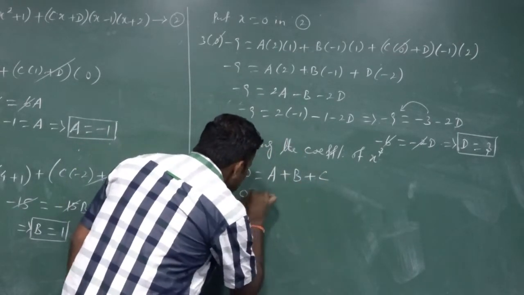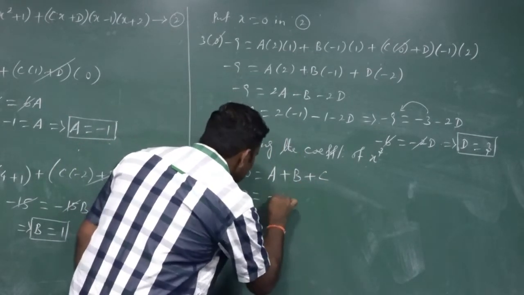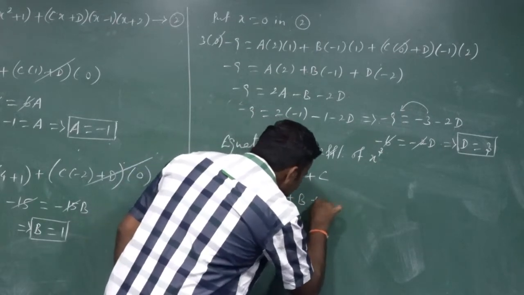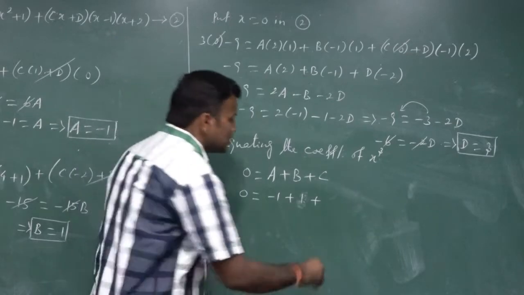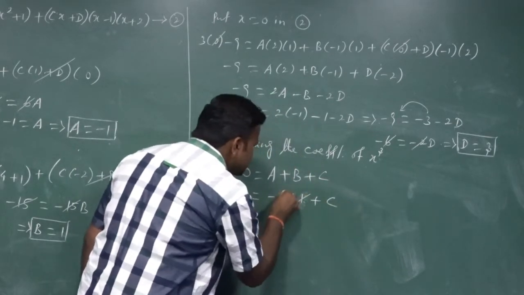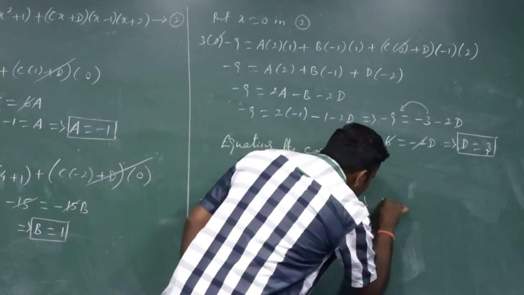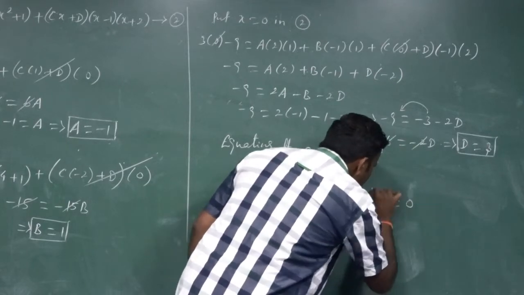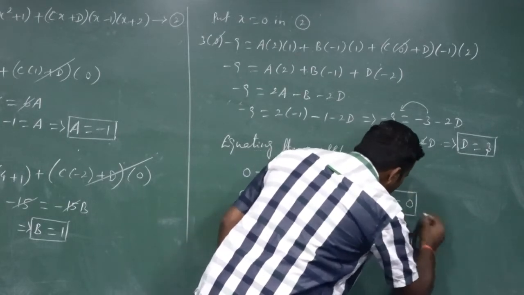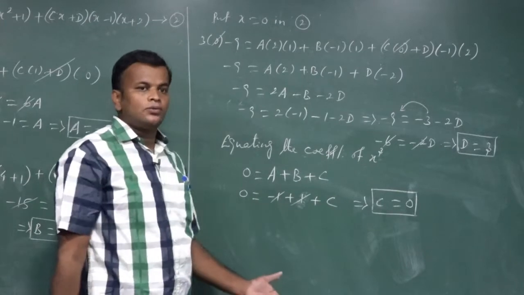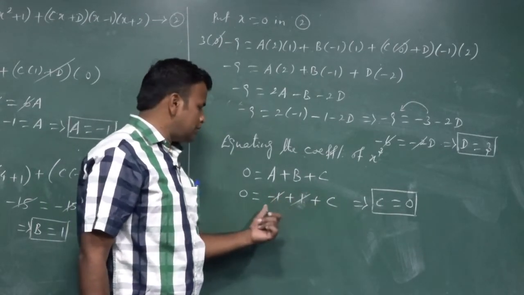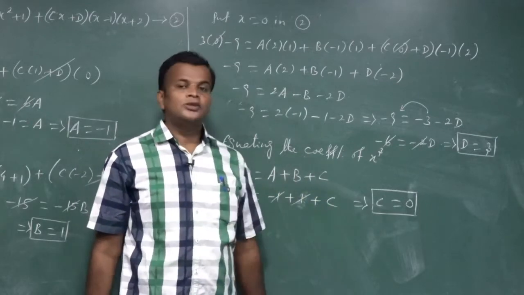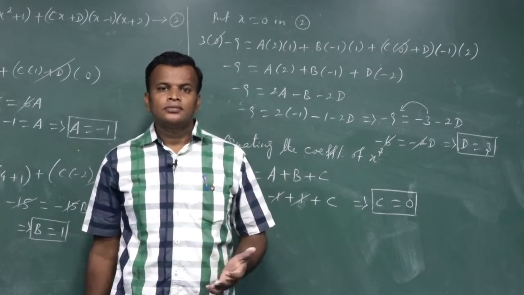So 0 is equal to the value of a, which is minus 1. The value of b we already found, that value is plus 1, and c. So minus 1 plus 1 is cancelled. The value of c is 0 because one is minus 1, another one is plus 1, so both are cancelled. The value of c is equal to 0. What is the next step?